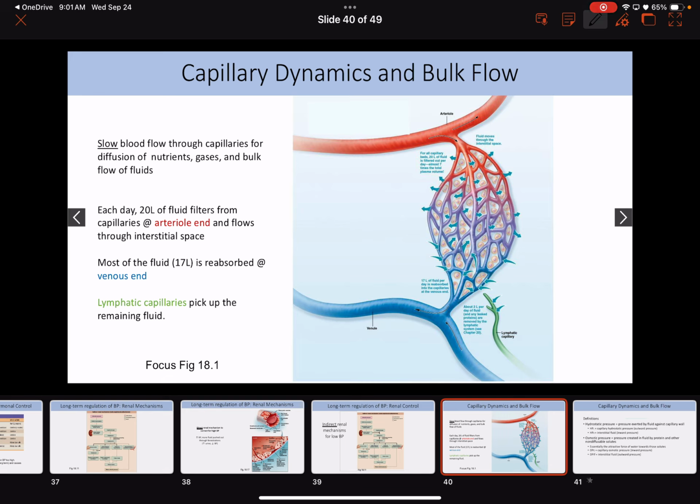You see this green vessel at the bottom. Our lymphatic system is there to absorb any remaining fluid. Otherwise, if we just had this 3 liters still hanging in the interstitial space, we'd have swelling all over the body, okay? Which is not ideal, obviously. So we have the lymphatic system there to pick up any excess fluid that was not picked up on the other side of that capillary bed.